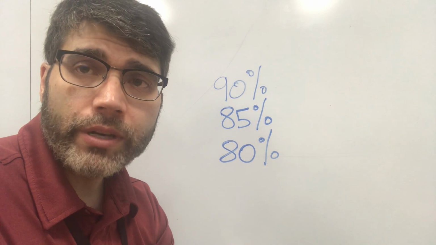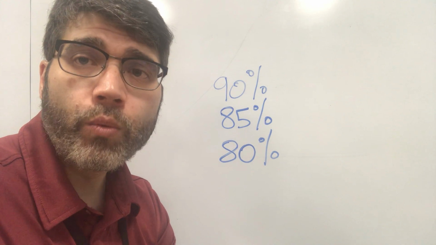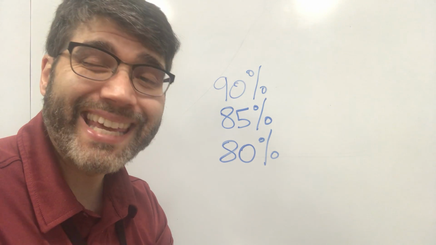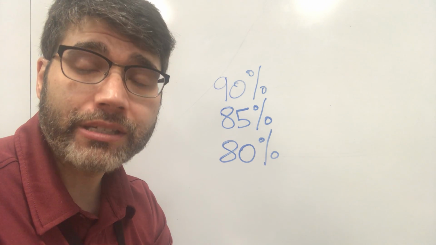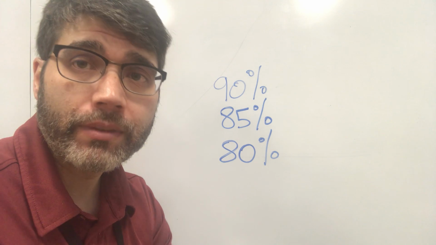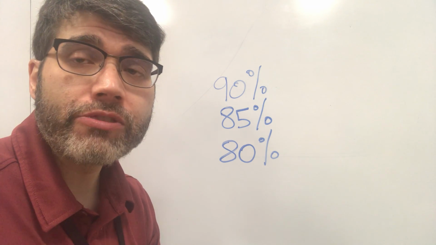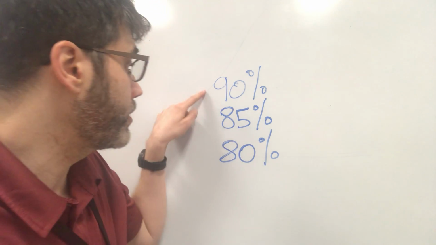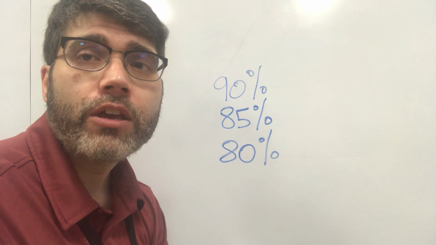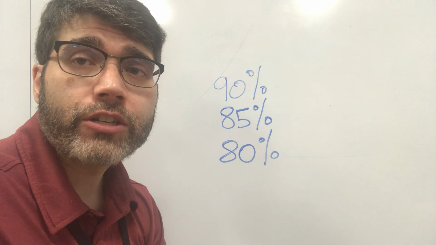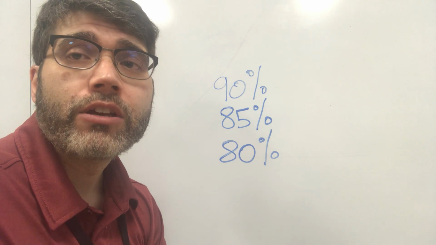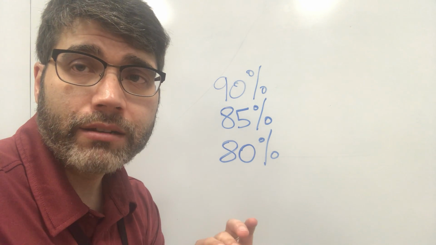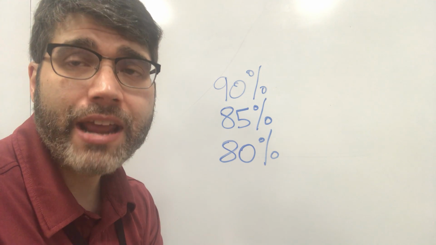On Tuesday's quiz, you're going to have word problems with inequalities. Here is an example of a word problem. Let's say you have taken 3 quizzes so far with these scores. You want to make sure that you ultimately get an 87 average.